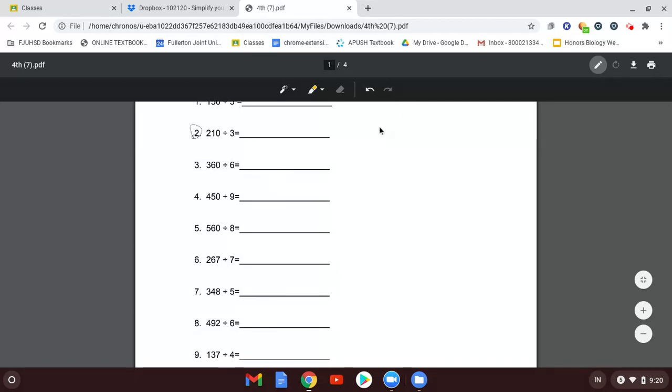Okay, so we're just going to divide 210 by 3. Should be pretty simple. 3 cannot go into 2, so we go to 21. 21 divided by 3 is 7. 7 times 3 is 21. Subtract 21 from 21, that's 0. And then 0 divided by 3 is 0. So what we're trying to teach you right now is that 0 divided by any number is always 0.